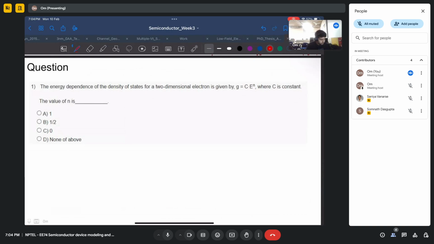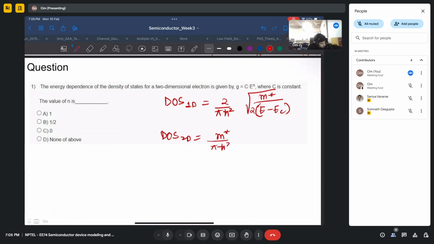If you've seen the density of states video, I think it's explained very well. So density of states in 1D is given as 2 upon pi h cross square root m star upon 2 times of E minus EC. Density of states in 2D is m star upon pi h cross square, and density of states in 3D is m star upon pi square h cross cube root 2 E minus EC.